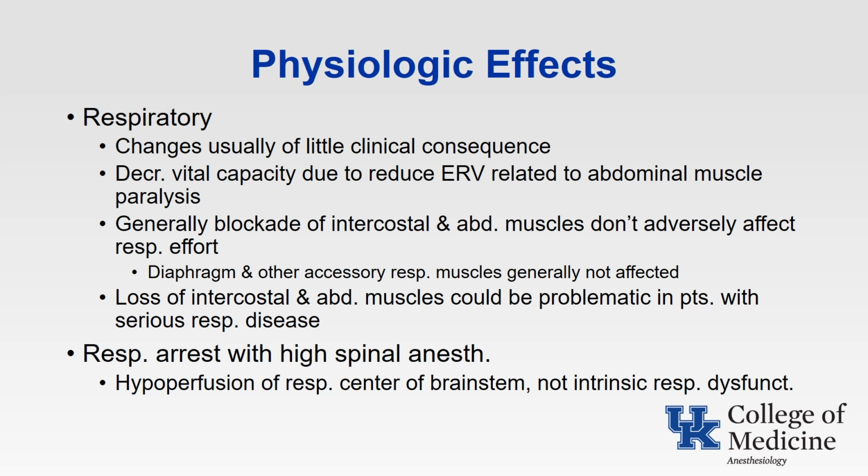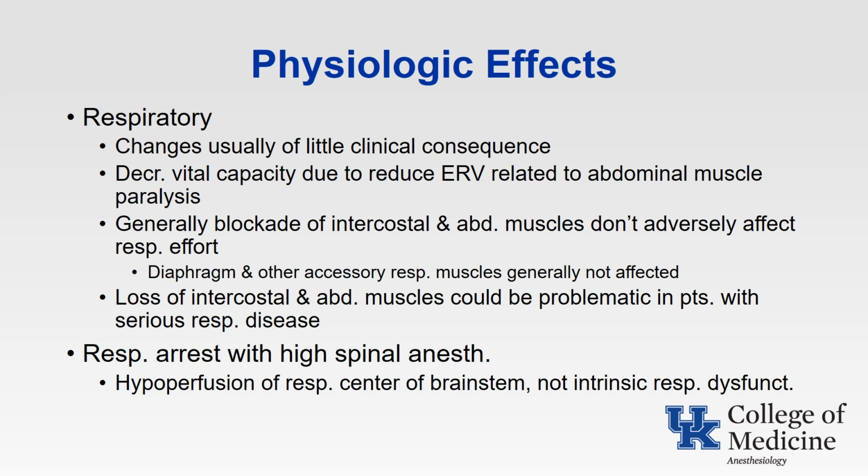And in some patients with severe respiratory disease, you may decide ahead of time that this patient is not going to tolerate affecting their respiratory, their abdominal and intercostal muscles. Blockage of that is going to compromise the respiratory status to a point that you will decide neuraxial anesthesia is not the best option in this patient and instead may need to have a general anesthetic.